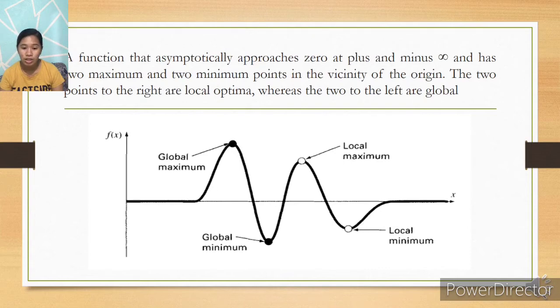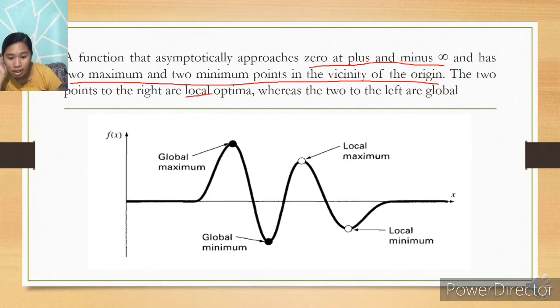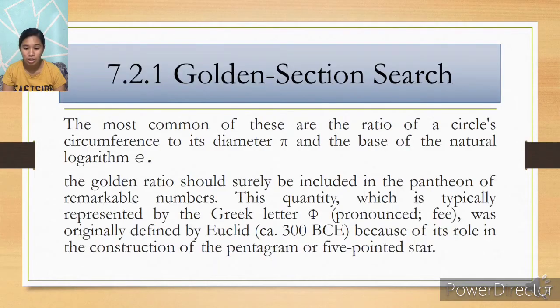Example: a function that asymptotically approaches 0 at plus and minus infinity has two maximum and two minimum points in the vicinity of the origin. The 2 points to the right are local optima, whereas the 2 to the left are the global. Next, we have the golden section search.